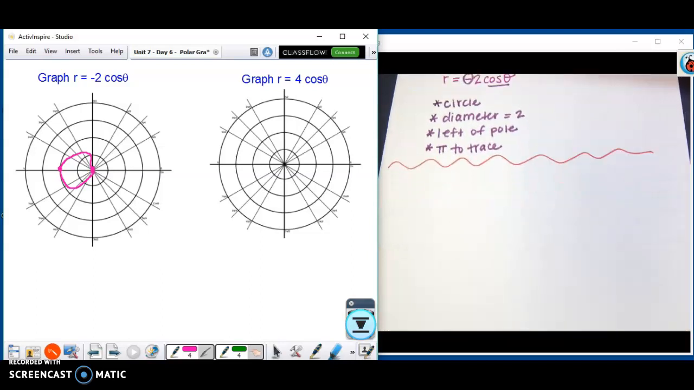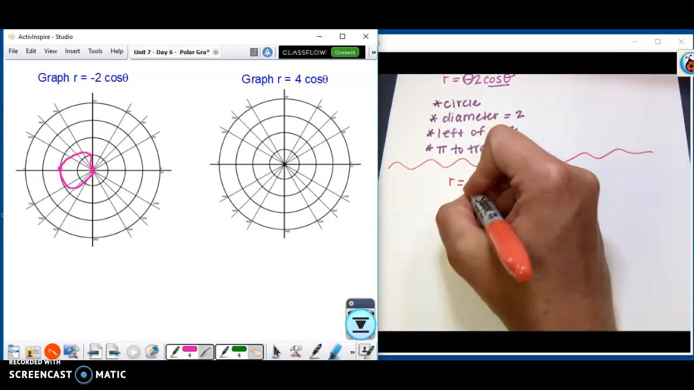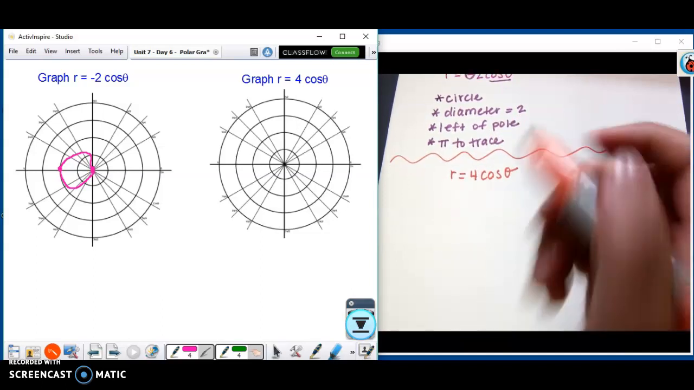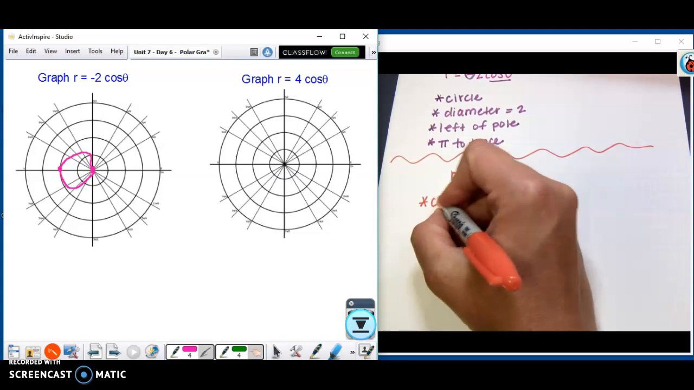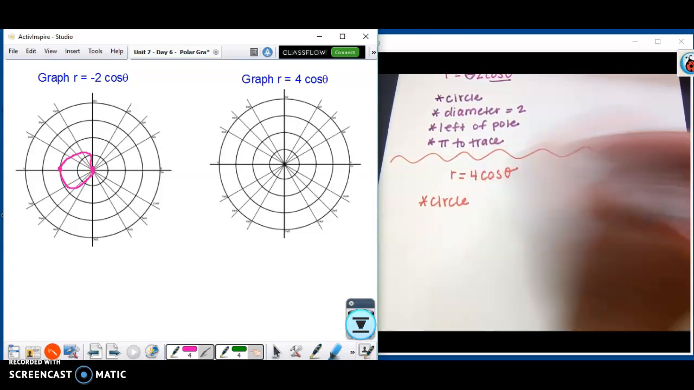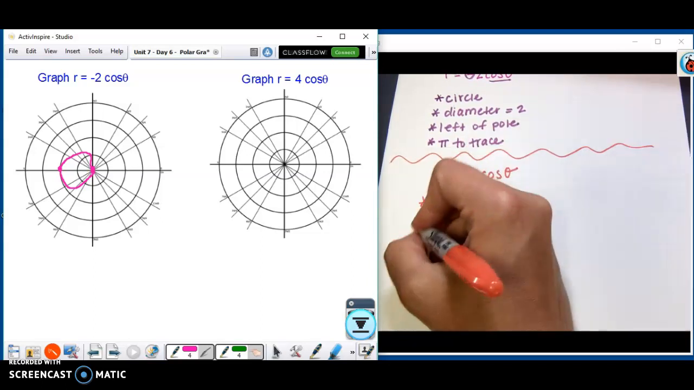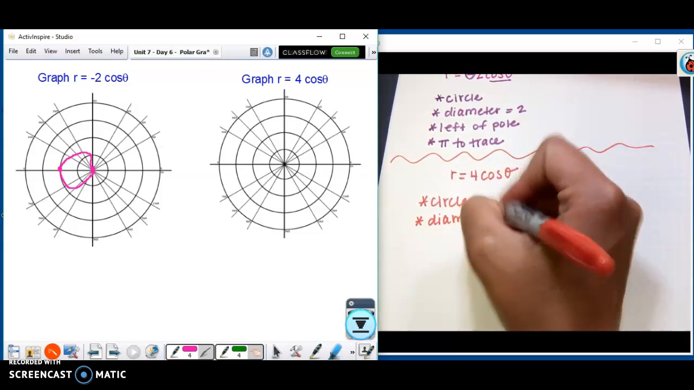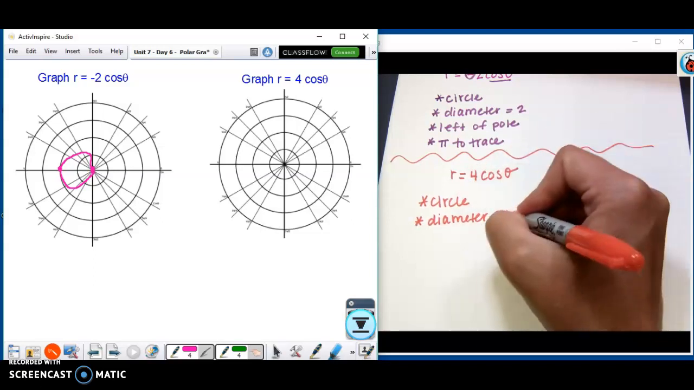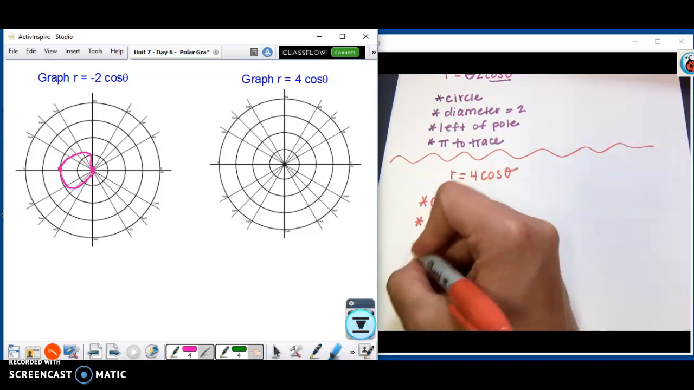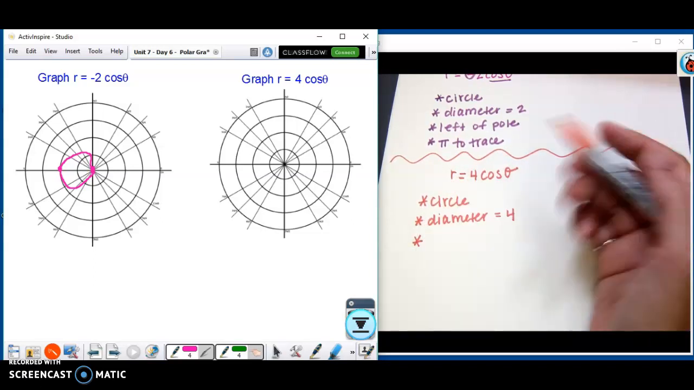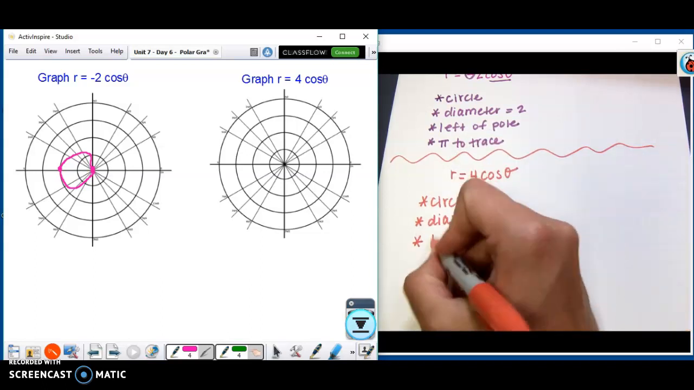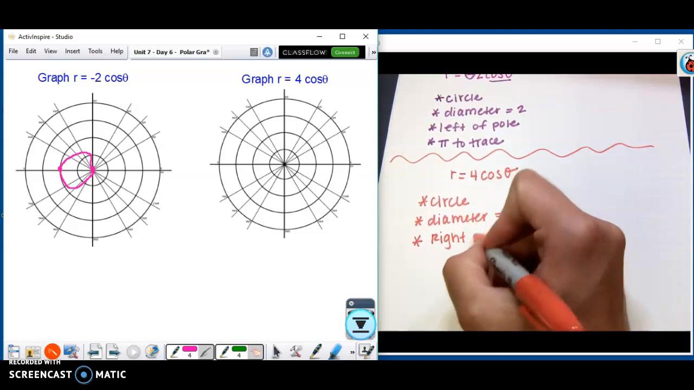So next one we have is r equals 4 cosine theta. So we know that this is going to be a circle. The reason we know it's going to be a circle is because we have a number and we have cosine. The diameter of this circle is going to be the a value, so the diameter is going to be 4. Alright, left or right of the pole. See how this is cosine, so it means it has to be left or right. It's a positive number, so it's going to go on the right of the pole.